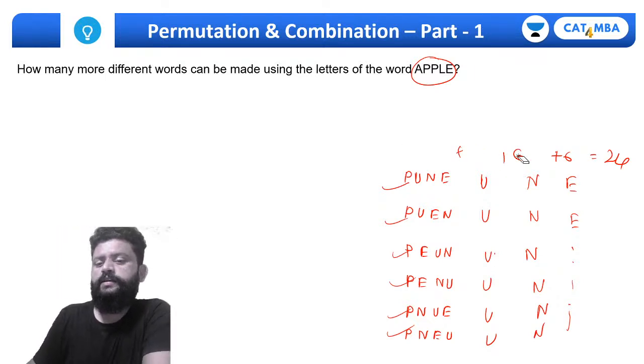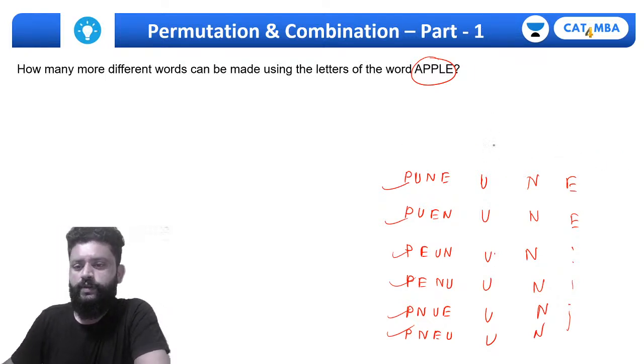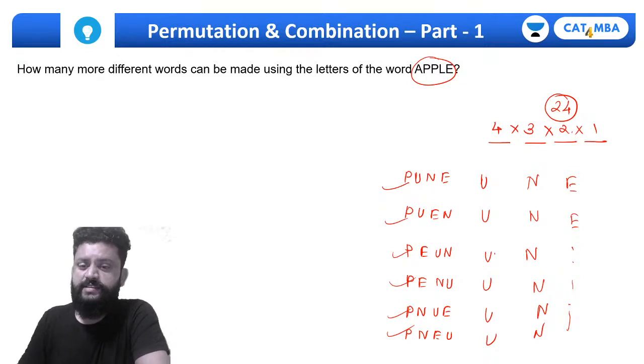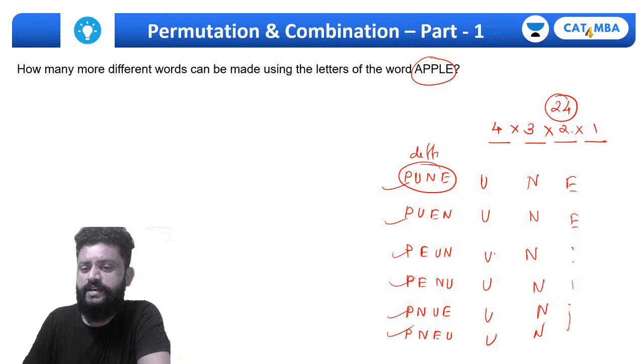Okay, but how to solve it quickly? We have 4 places, and for the first place we have 4 choices, second place 3 choices, repetition is not allowed, then 2 choices and 1 choice: 4 into 3 into 2 into 1 comes out to be 24. But the thing is, here all the letters are different. The problem is that in APPLE, these letters are the same.